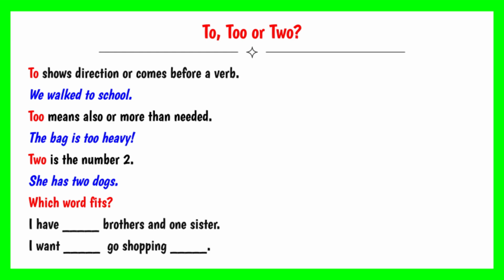These three words, to, too, and two, sound exactly the same, but they all have different meanings. By the end of this lesson, you'll know exactly when to use each one.